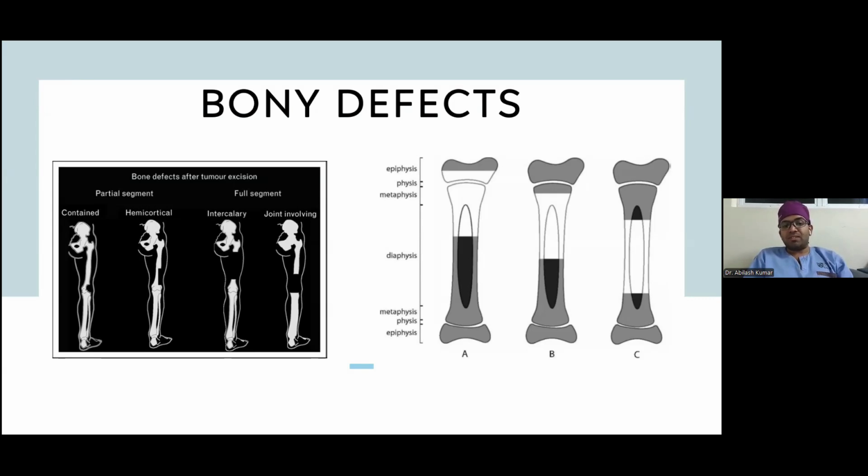In this kind of case, we need to perform an intercalary resection, which can be either joint involving or joint sparing. For the types of intercalary resections here, the first diagram, A, is an epidiaphyseal resection. B is a metadiaphyseal resection, and diagram C is an intercalary diaphyseal resection.